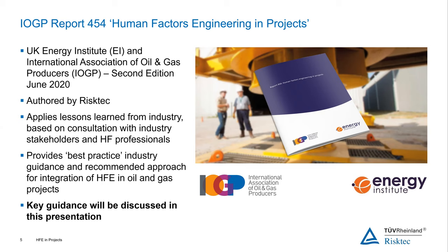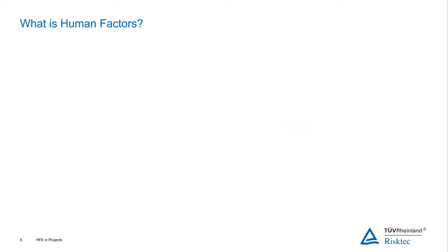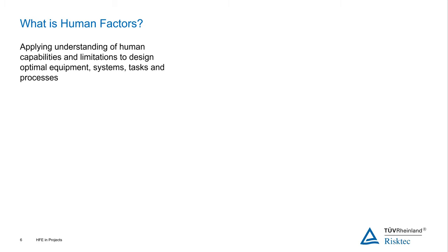That guidance is just shy of 100 pages, but I've got about 28 slides, so we'll go through some of the key points. So the first question to ask ourselves is, what is human factors? Human factors can be simply thought of as, when you're looking at the design aspects, you're not looking at the hardware aspects of design. You're looking at how the people in that process, which role do the operators play in the design? How do you design to take those into account?